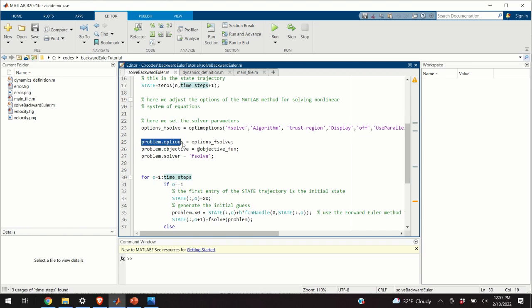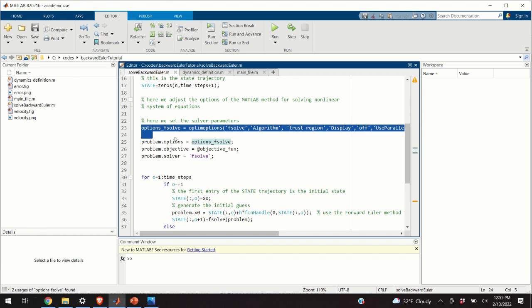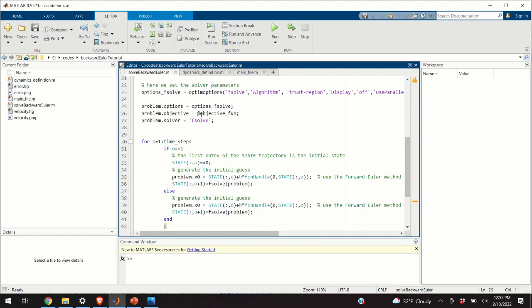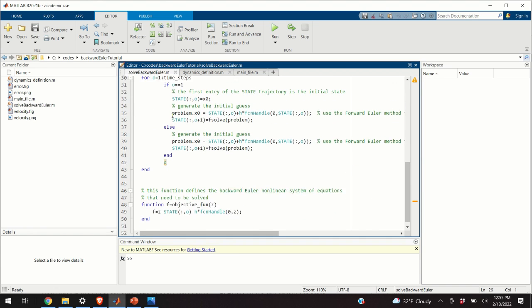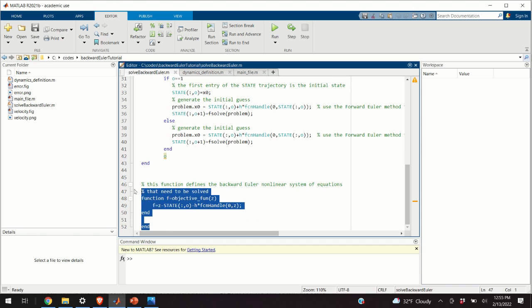You can play with these parameters. Next, I define my problems. I'm saying that problem options should be equal to this line over here, that is, to the variable option fsolve. Then I define the problem objective function. Here is where I do that. And let us jump to the definition of that function.